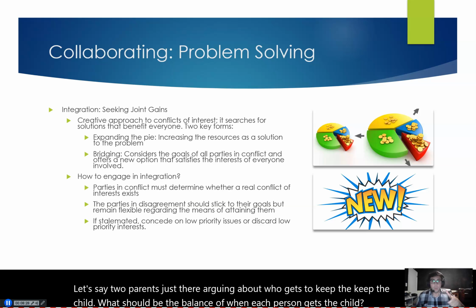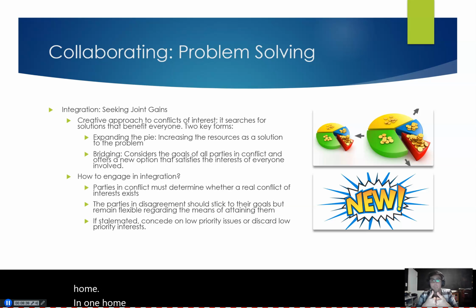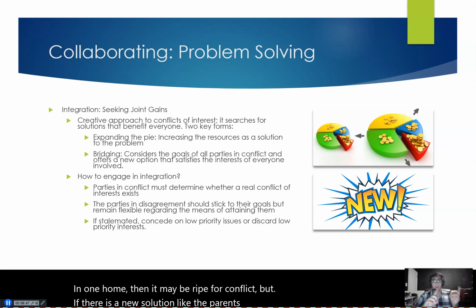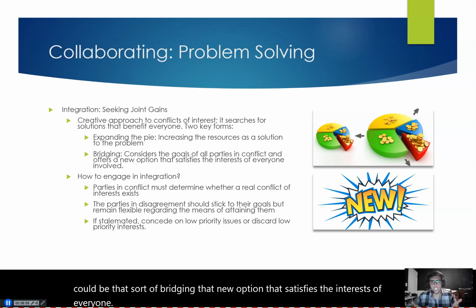If the most important part of that situation is that the child stays in one home, then it may be ripe for conflict. But if there is a new solution, like the parents move from home to home, then that could be that sort of bridging, that new option that satisfies the interests of everyone. So, how do we engage in integration?